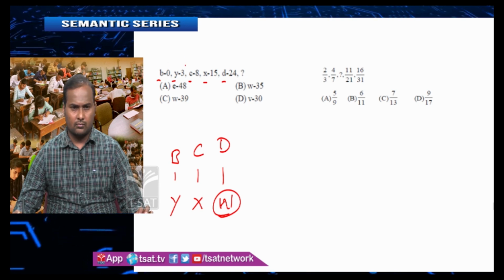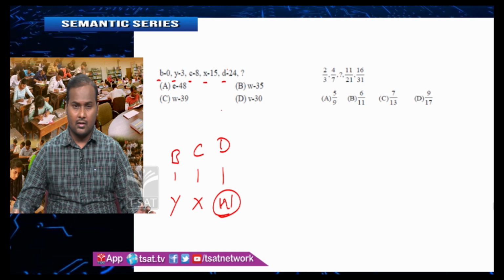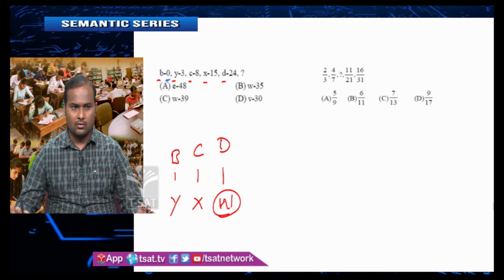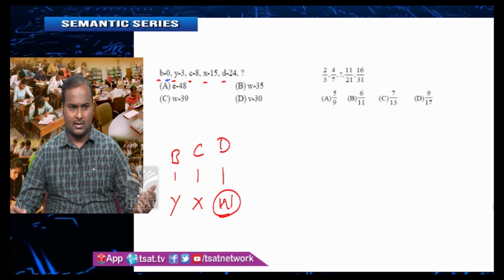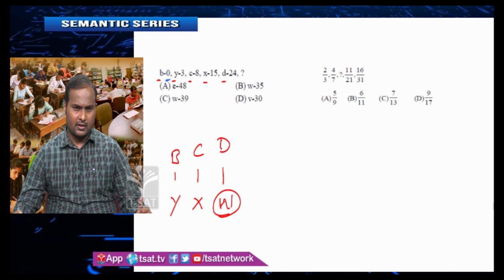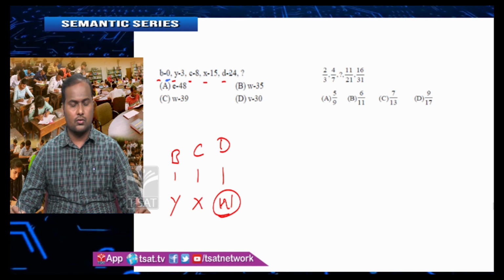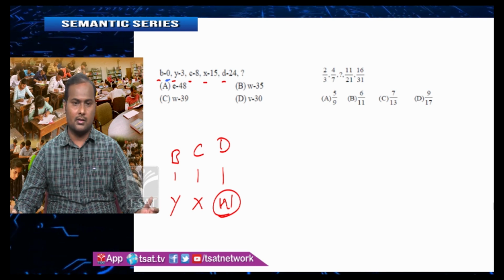That is 0, 3, 8, 15, 24. I already said that whenever it starts with 0, it will be like n square minus 1, or n square minus n, or n cube minus n. But see the numbers here: 0, 3, 8, 15, 24. So I can't take n cube minus n. The only thing I can take is n square minus 1.